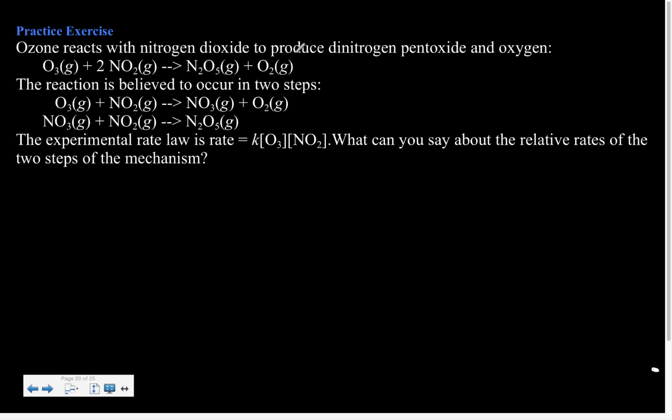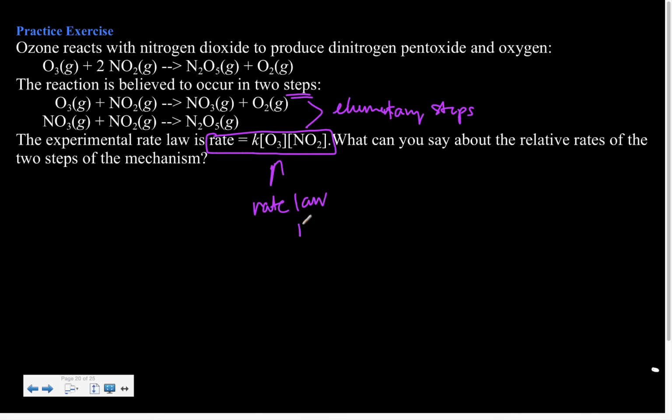Ozone reacts with nitrogen dioxide to produce dinitrogen pentoxide and oxygen. The reaction is believed to occur in 2 steps. It's telling you that these are the steps of the mechanism, so these are basically our elementary steps. The experimental rate law is this. What can you say about the relative rates of the two-step mechanism? We know that the rate law is always going to be based on the rate determining step, which is also our slow step.